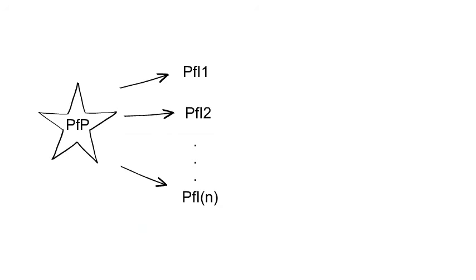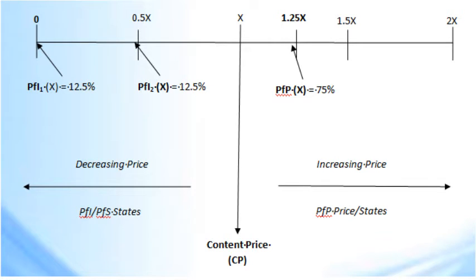The schematic shows an axis with price amount on the horizontal axis. PfP price or states are located to the right of content price. Discounted states, PFI and PFS, are located to the left of content price. In the presented example, there are three payment states for a particular good or service. The PfP state triggered at 75% in effect pays for two PFI states both triggered at 12.5% at discount factors PFF of 1 and 0.6.